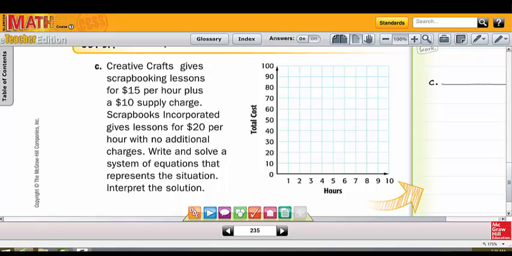Well, first of all, let's go Creative Crafts. It's $15 per hour. That would be 15x, $15 times the number of hours, plus 10 would be the supply charge.